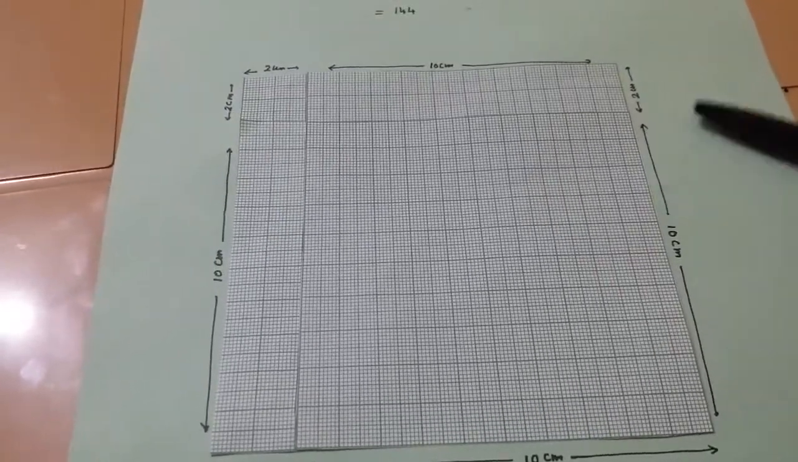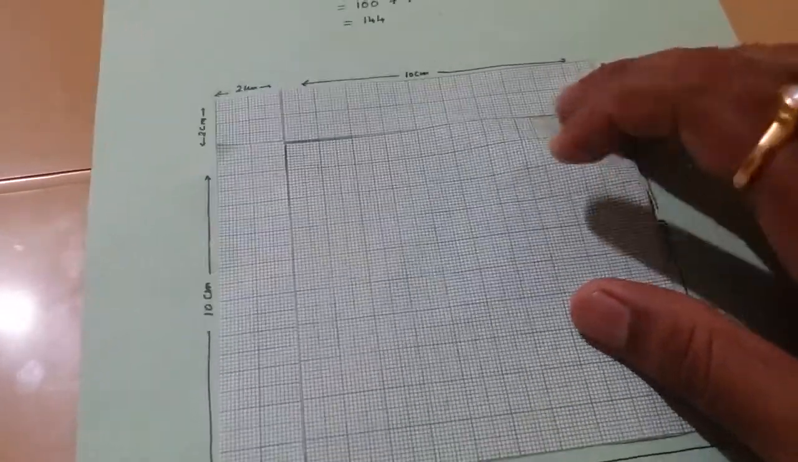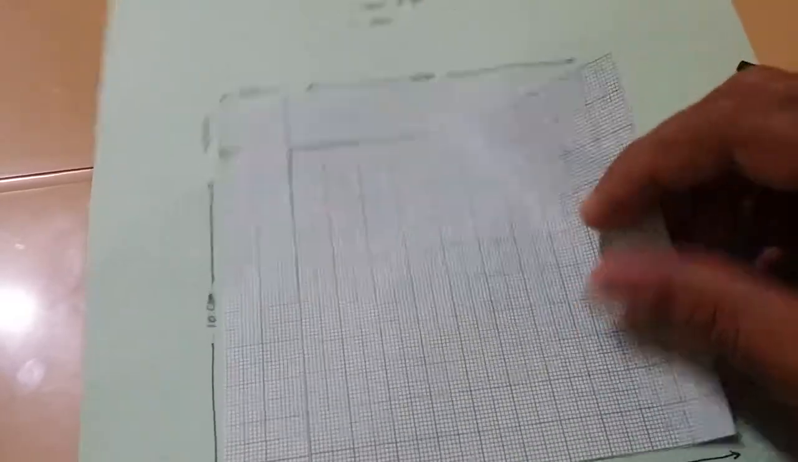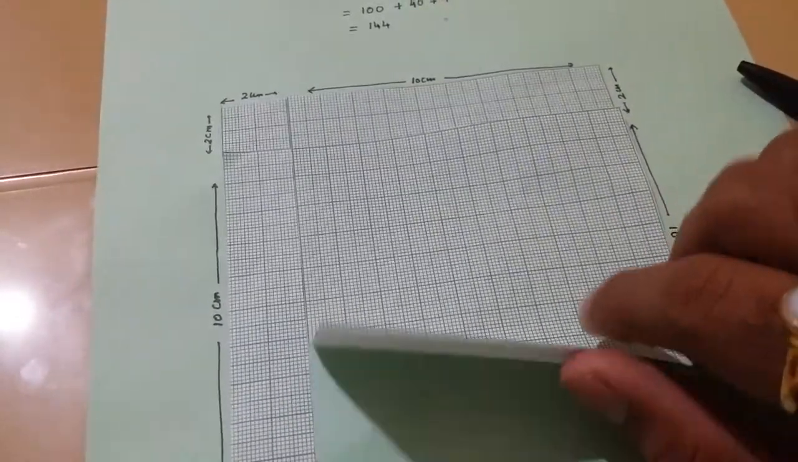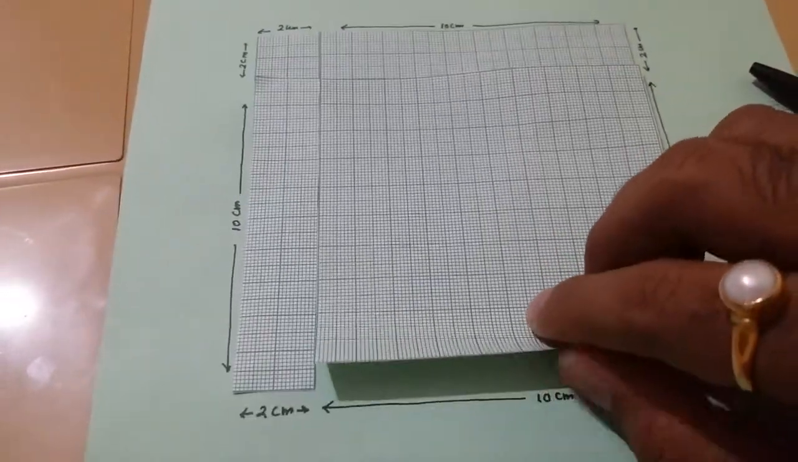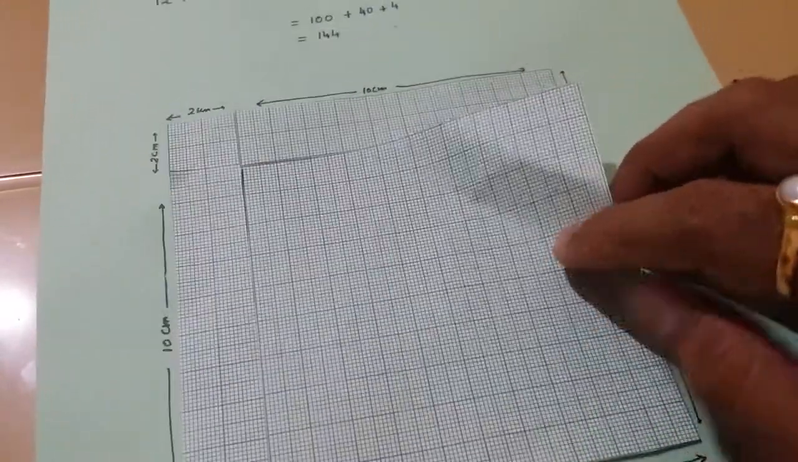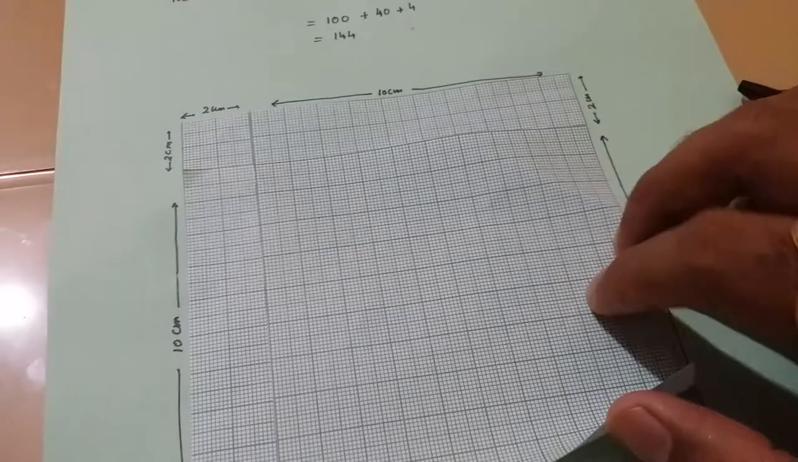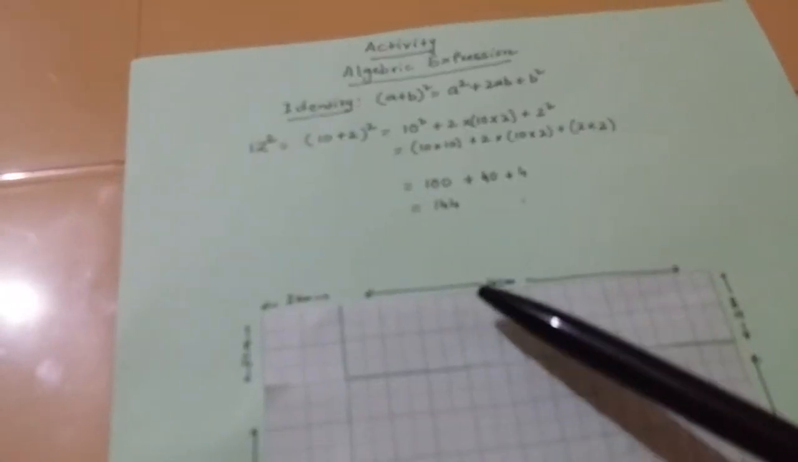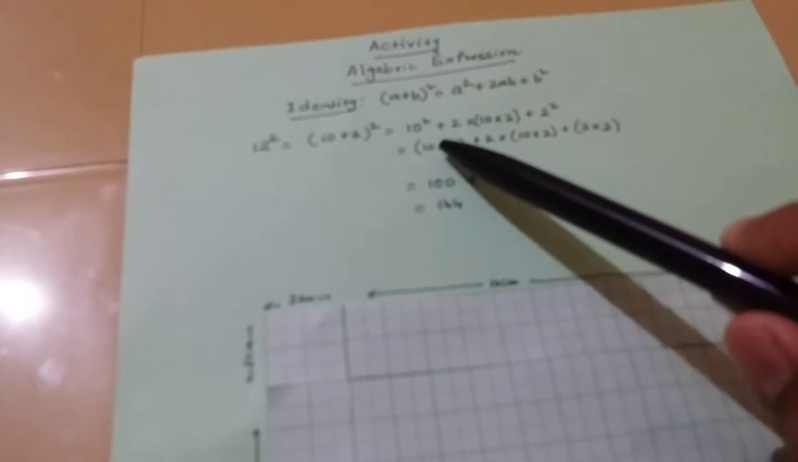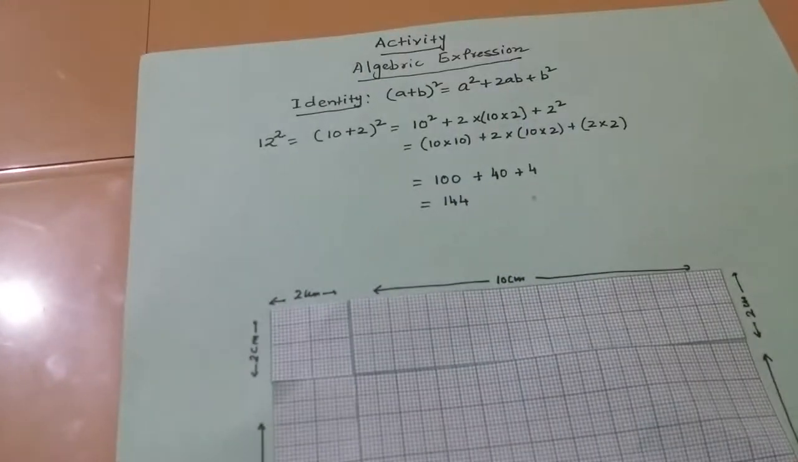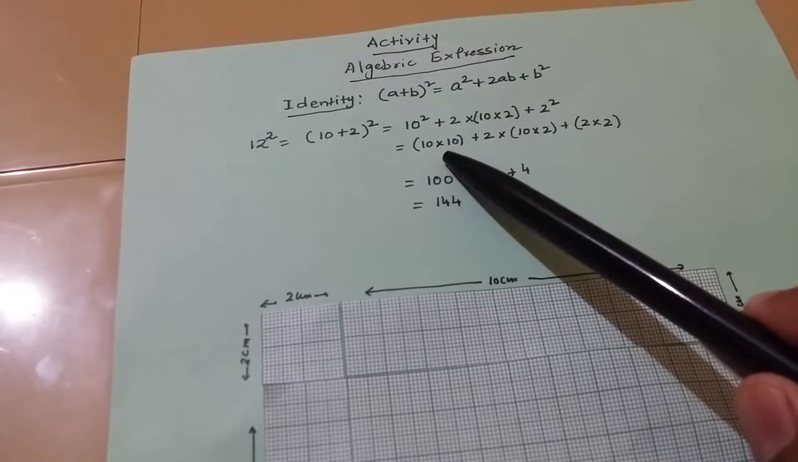If I open this one, you can see this is a 10 by 10 grid box. I have used graph paper that is making 10 by 10, which I have mentioned here, that is the value of 10 into 10. So this value is 10 into 10.